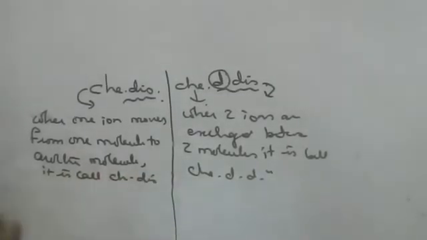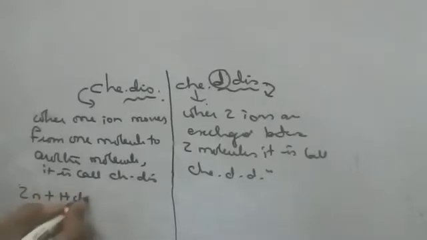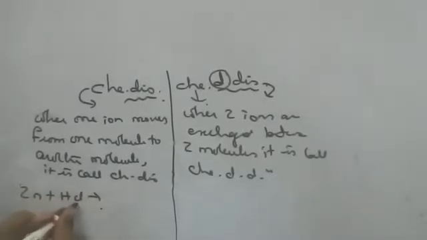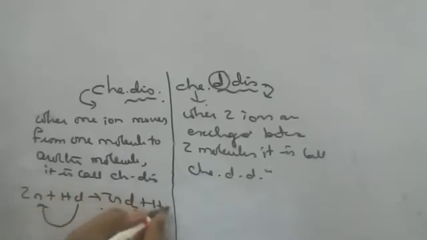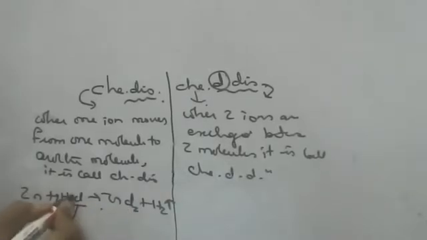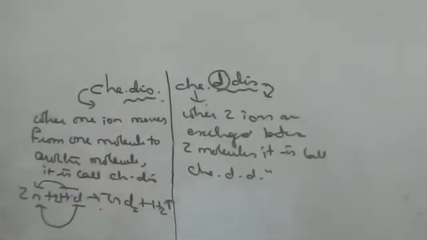First, let me give one small example. Zinc plus HCl, suppose we are reacting. The chloride ion comes from HCl to zinc and forms zinc chloride plus H2 gas. Two chlorides, two hydrogens, put here. Since the chloride ion is moving from one molecule to another molecule, it's called single displacement. In double displacement, two ions will be exchanged. How two ions will be exchanged, I will show you.